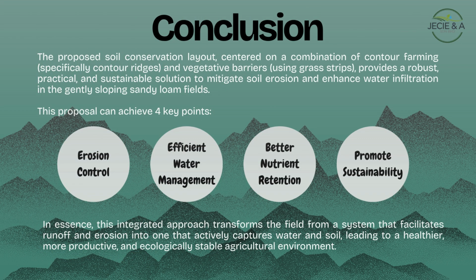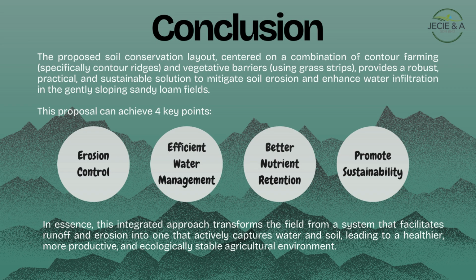In conclusion, the proposed soil conservation layout, centered on the combination of contour farming, specifically contour ridges, and vegetative barriers using grass strips, provides a robust, practical, and sustainable solution to mitigate soil erosion and enhance water infiltration in the gently sloping sandy loam fields. This proposal can achieve four key points: erosion control, efficient water management, better nutrient retention, and promoting sustainability.